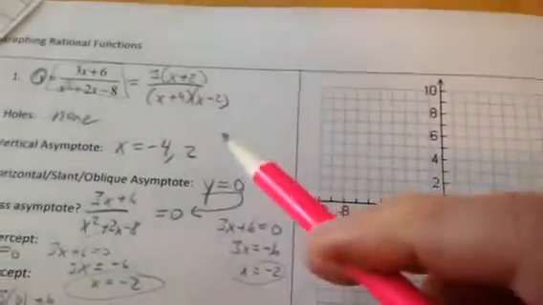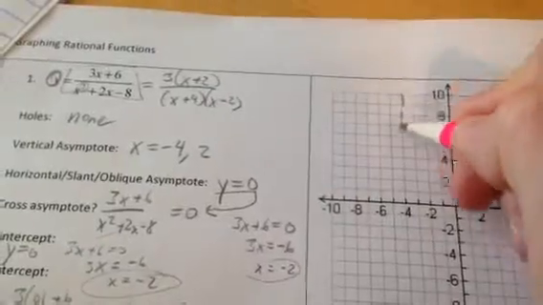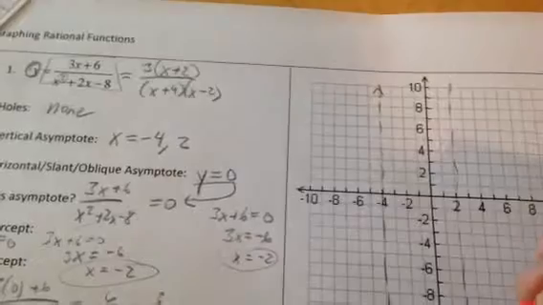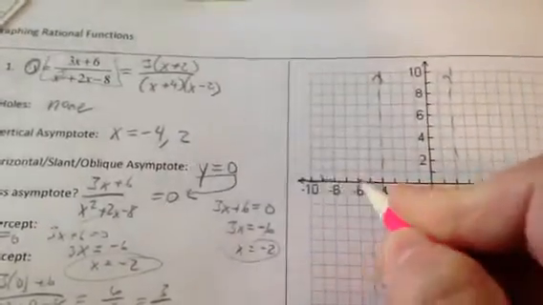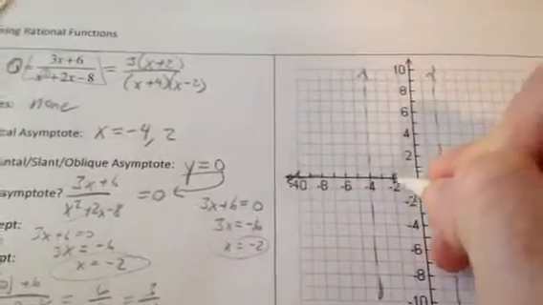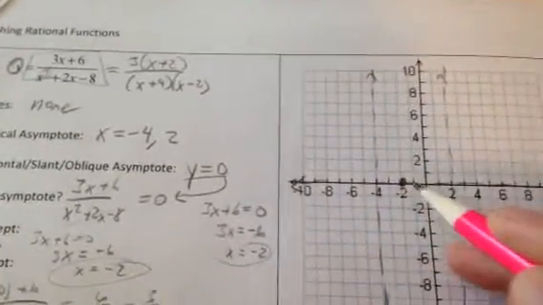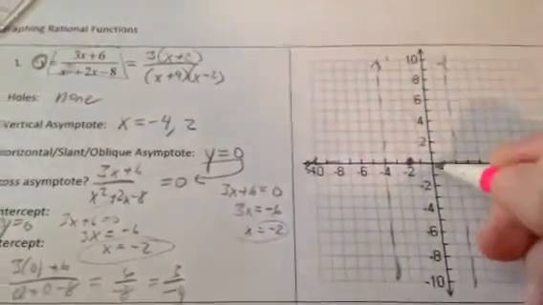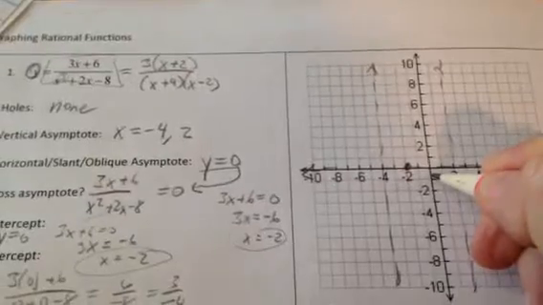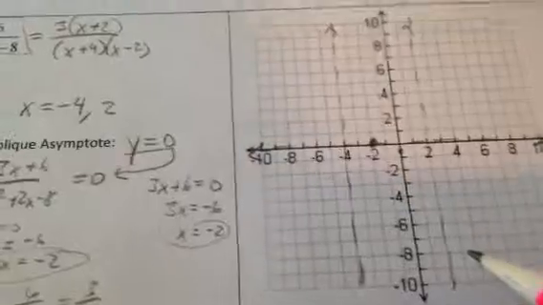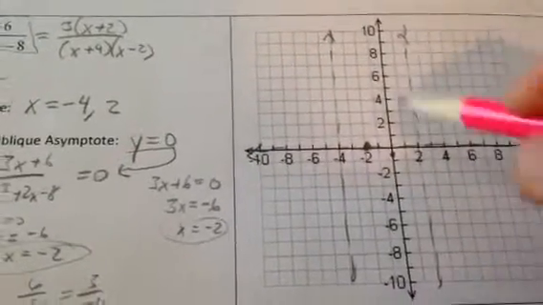And so now we plot what we've got. So I've got vertical asymptotes at -4 and at 2. I've got a horizontal at 0. I know it crosses this horizontal at -2, which happens to be also my x-intercept. And I know that the y-intercept is -3/4. So somewhere there. And now we can just start graphing these things.